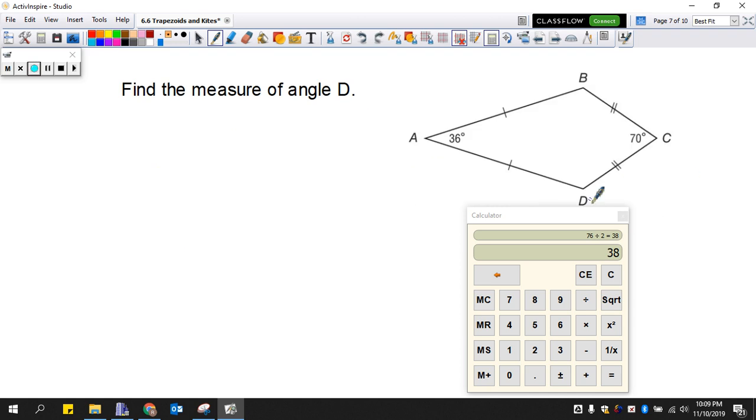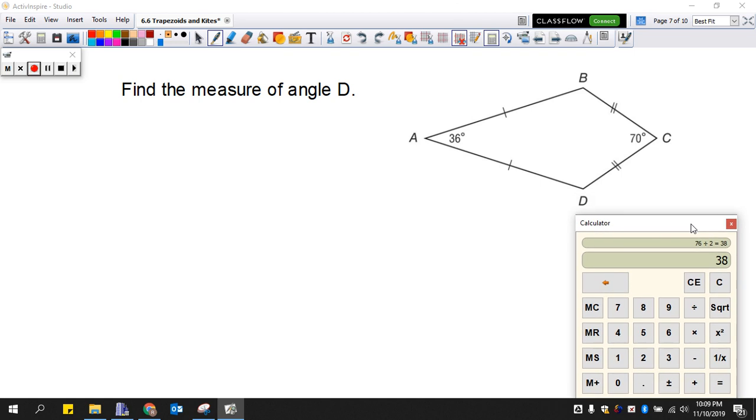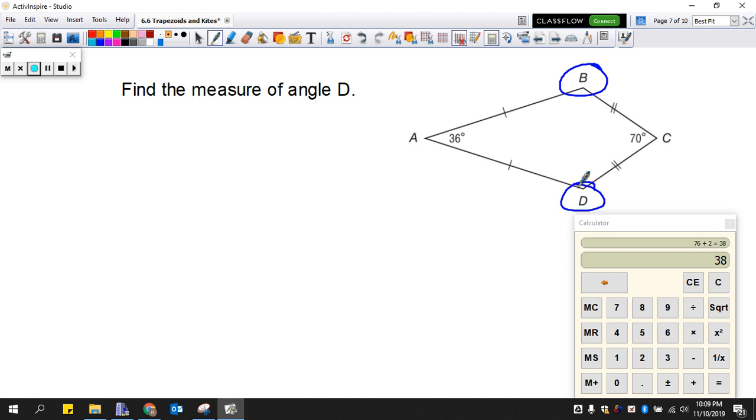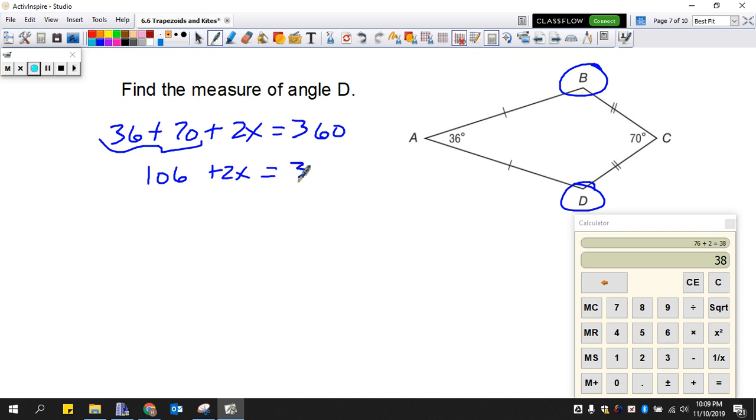Find the measure of angle D. Now we know this is a kite, so we know that B and D are going to be congruent. We're given the other two measures, so we can say, once again, 36 plus 70 plus our two congruent ones, 2x, is equal to 360. 36 and 70 is 106 plus 2x is equal to 360. Solve. Minus 106, minus 106.